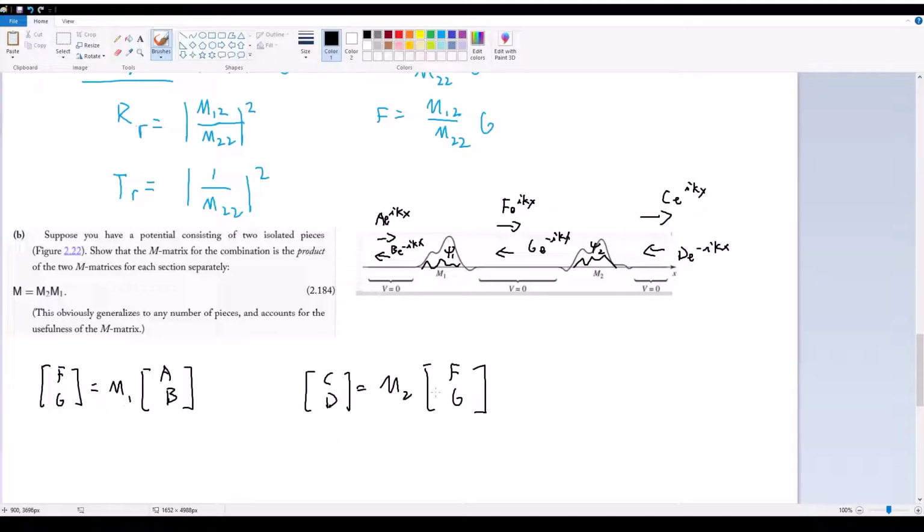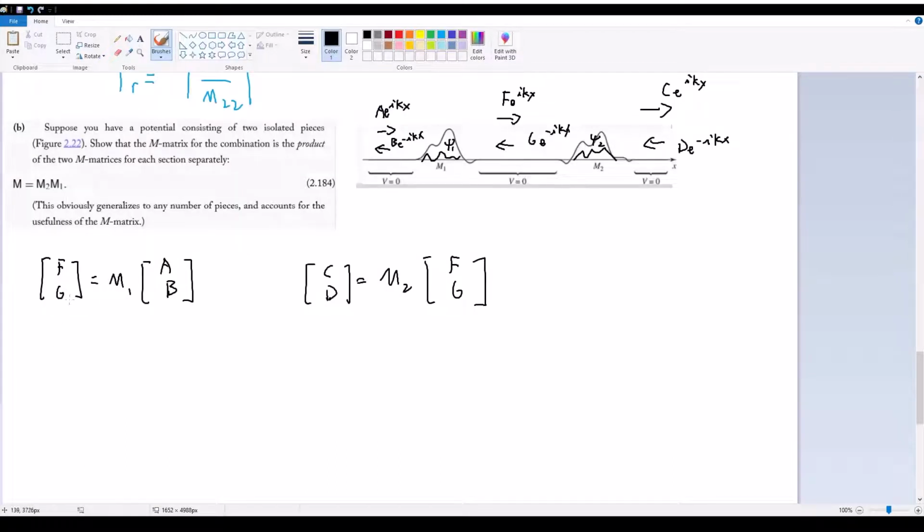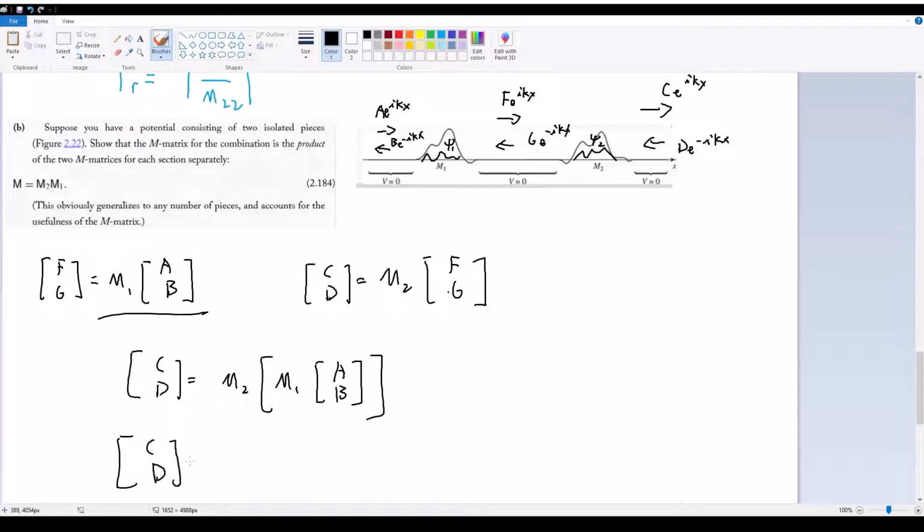So you might realize that we can do a little bit of substitution here, because F and G is something that we share, and we recognize that F and G is equal to M1 times AB. So that means CD is now equal to M2 times, and if we substitute FG with this expression, we get M2 times M1 times AB. So CD is now equal to M2 M1 times AB. Recognize that C and D is all the way to the right and A and B is all the way to the left. Therefore, our matrix multiplication has gone through.